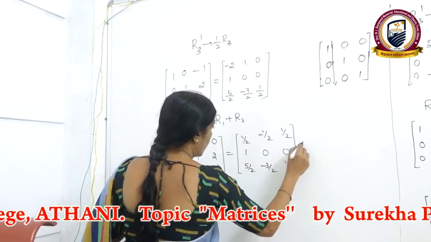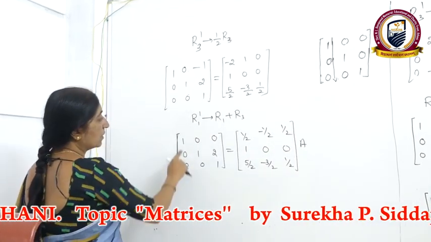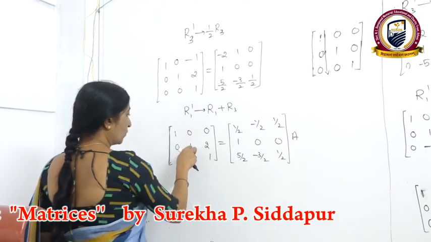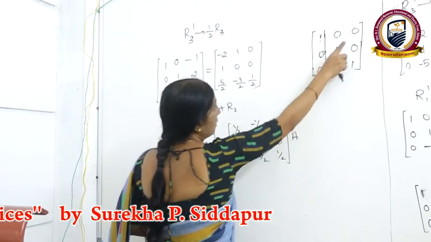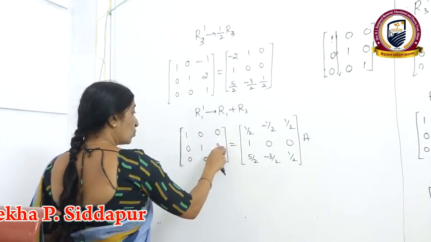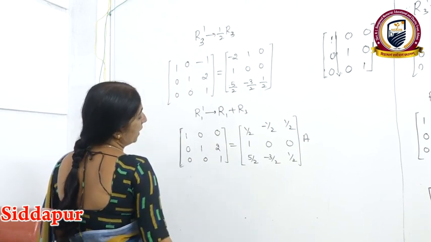Now see, we got all the elements. It is 1, 0, 0, yes. 1, 0, 0. Next one 0, 1, 0. Yes, that is also there. The next one we required 0, 0, 1. But what we have? 0, 2. In place of 2 we have to make it 0.